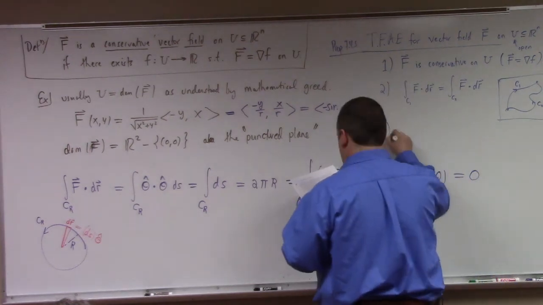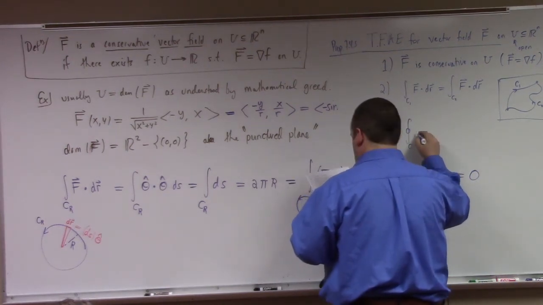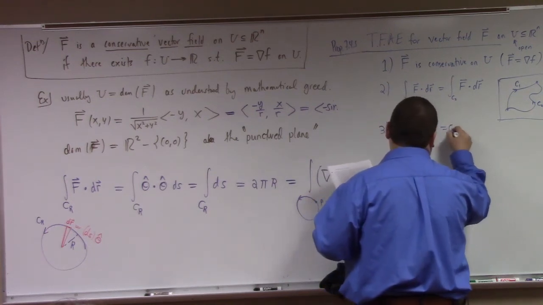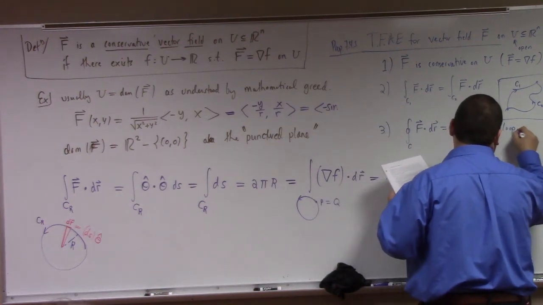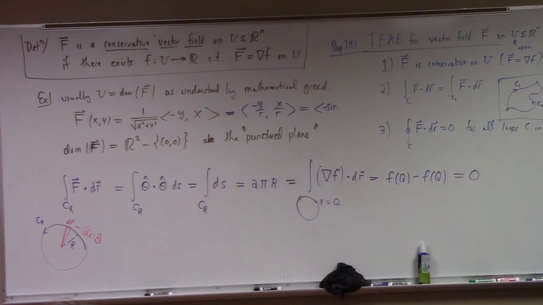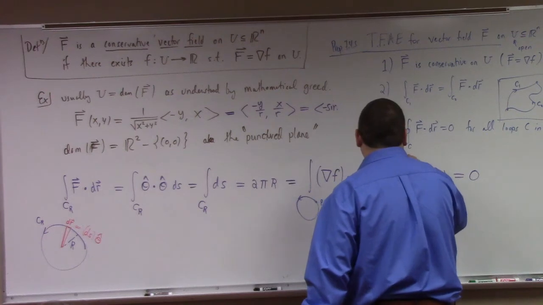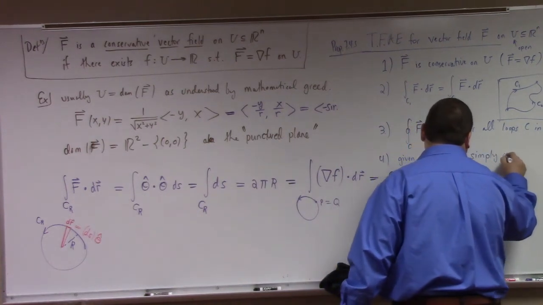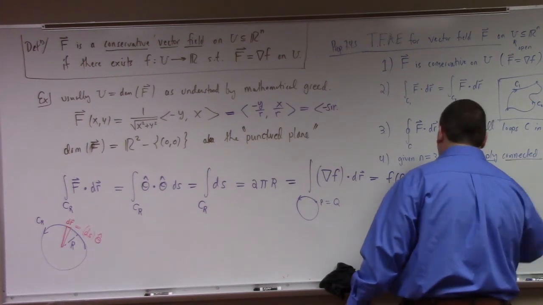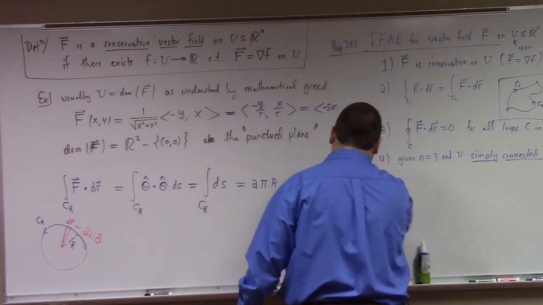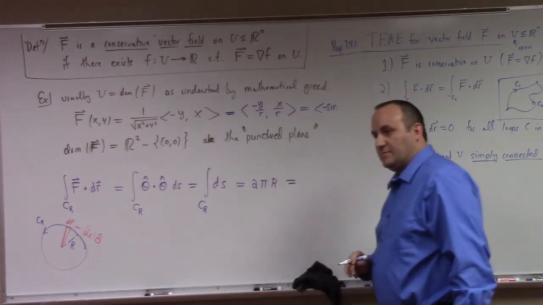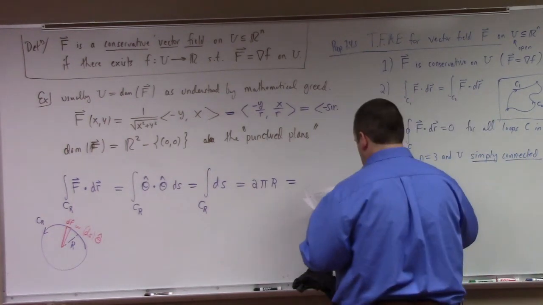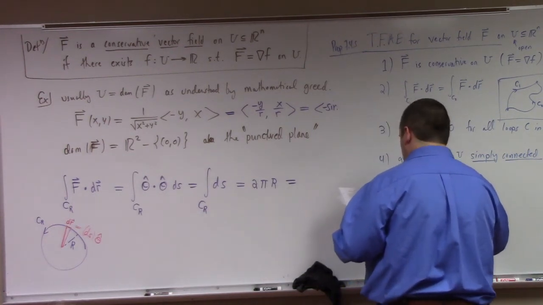Three, the integral around the loop of the vector field is 0 for all loops C in U. And then four, given n equals 3 and U simply connected. Simply connected, what on earth does that mean? Well, we'll have to talk about that. But I'll tell you this, the punctured plane is not simply connected. The curl of F equal to 0 on U.